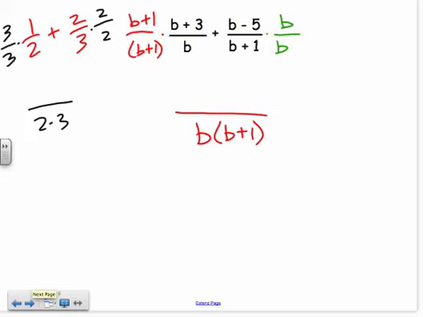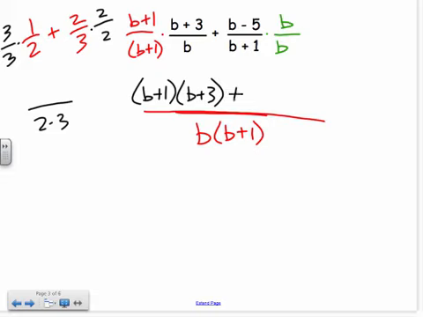Okay? And we're going to put it all over one denominator. So up top, I have b plus 1 times b plus 3. I'm going to put that in parentheses. That's important. b plus 1 times b plus 3. Okay, I've got my plus sign. And like we said before, I always put parentheses here, so b minus 5 times b.